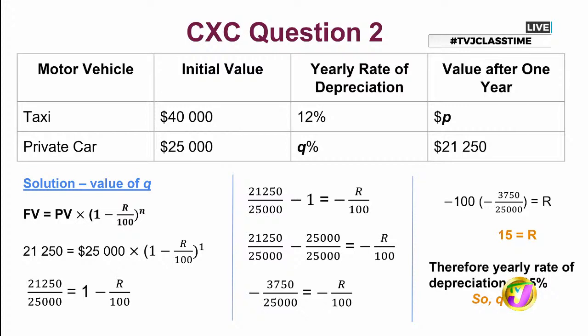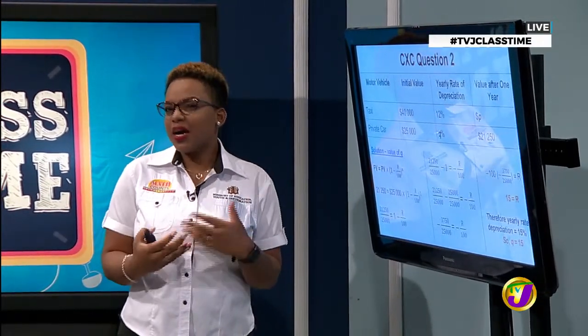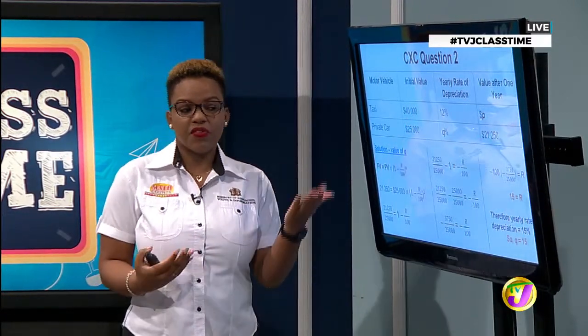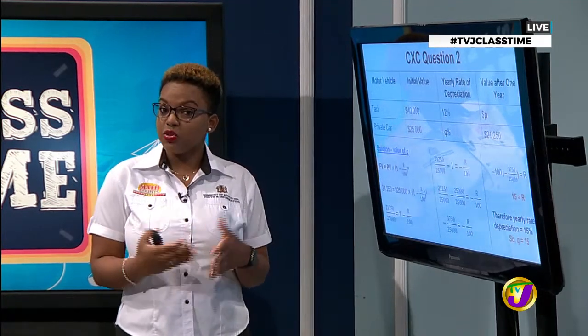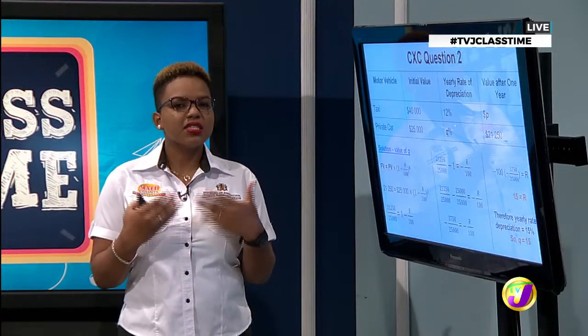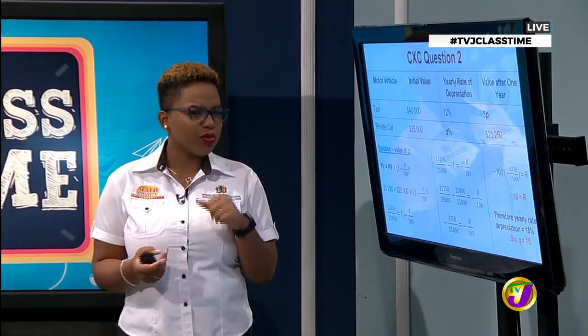So here's a hack. When doing your questions, you want to write simple statements, because whosoever is marking a paper can't tell what you're thinking. So you don't want to leave it at 15 equal R or R equal 15, because the question asked you to find Q. You want to write simple statements just to say to the person who is marking your paper that you know what you're doing.